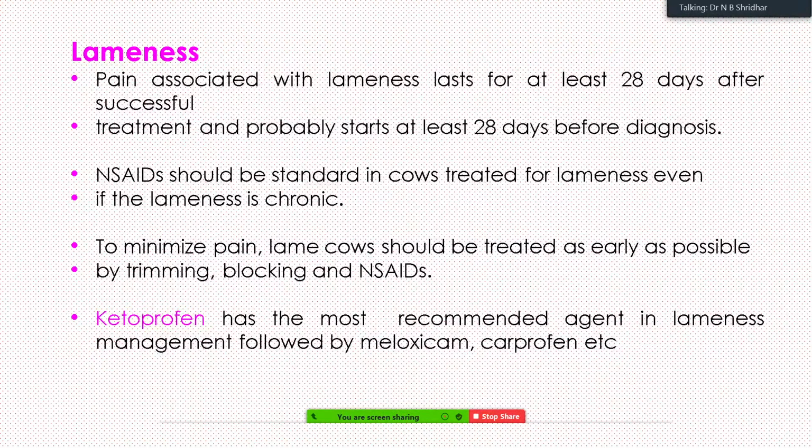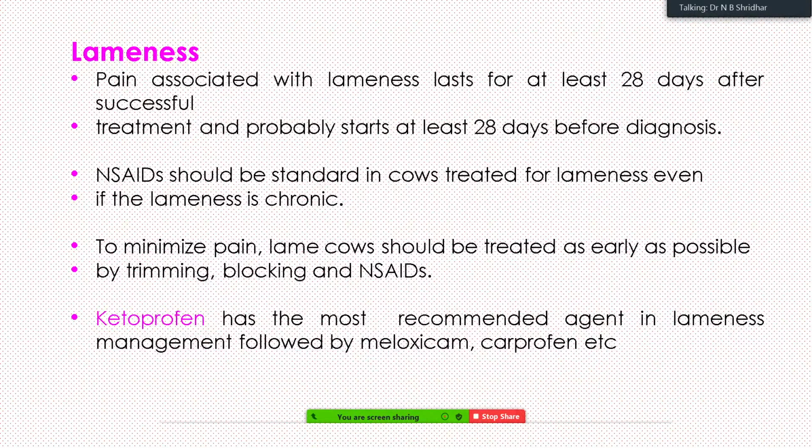If a horse becomes lame, it is not at all useful for any purpose. The pain associated with lameness lasts for about 28 days after successful treatment and probably starts at least 28 days before the diagnosis. So the pain, especially in horses, makes them unfit for racing. Hence, NSAIDs should be standard treatment in cows treated for lameness, even if the lameness is chronic.